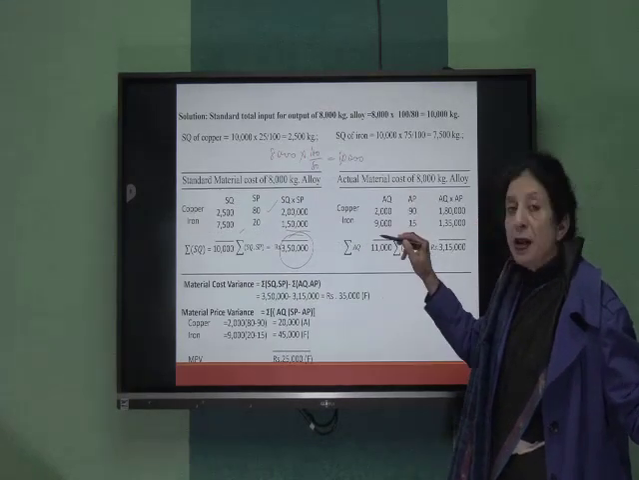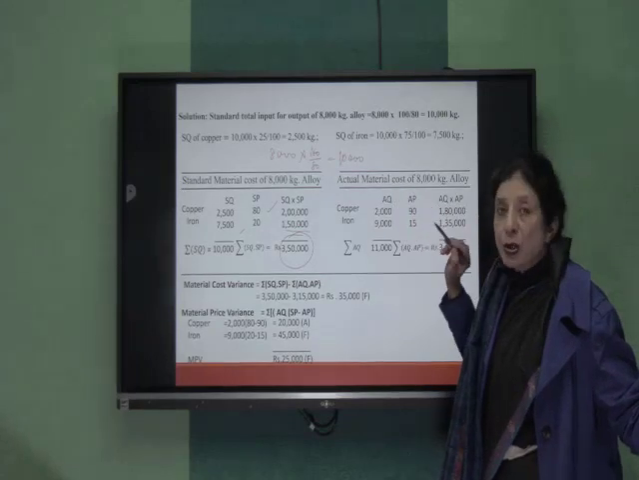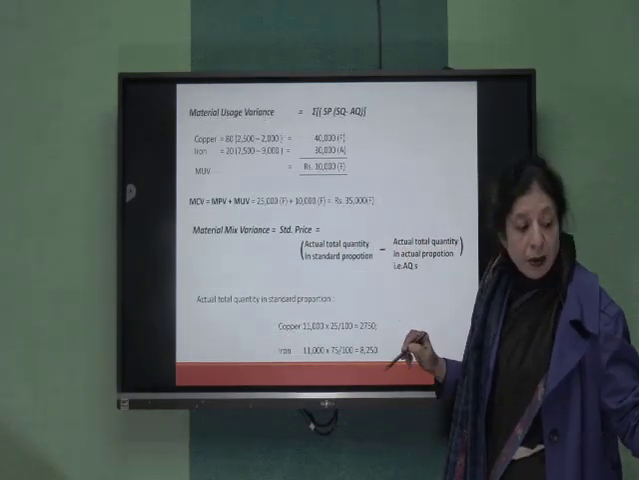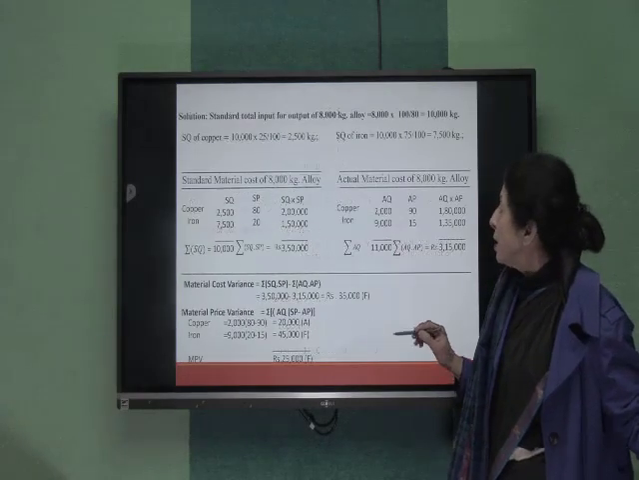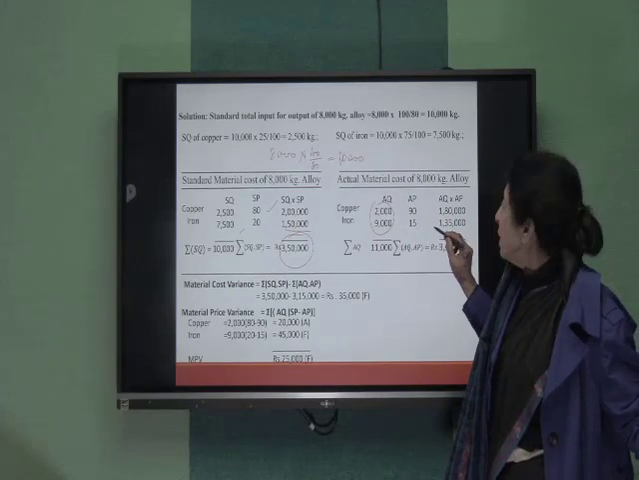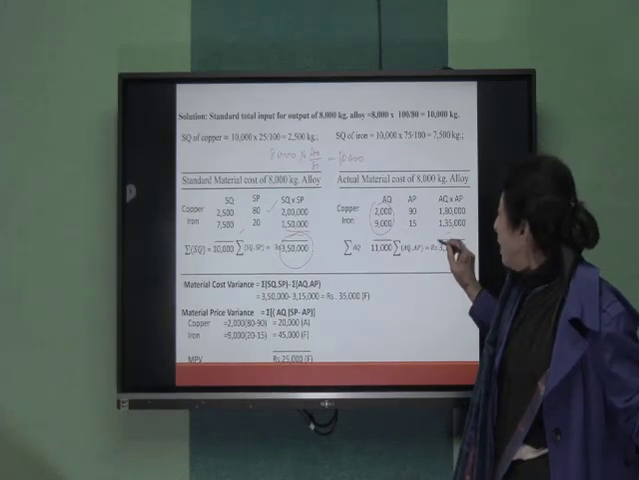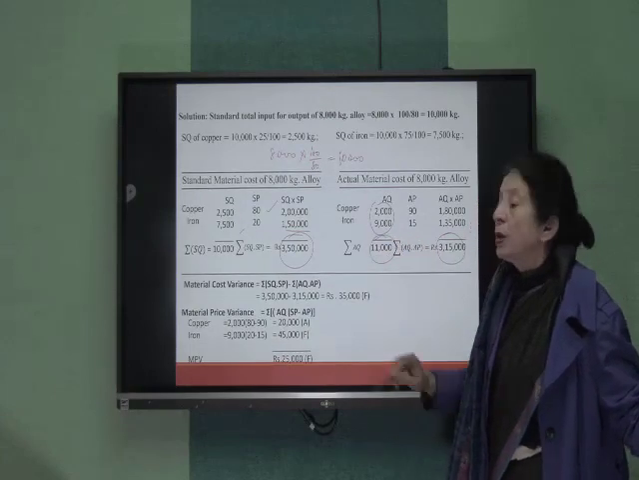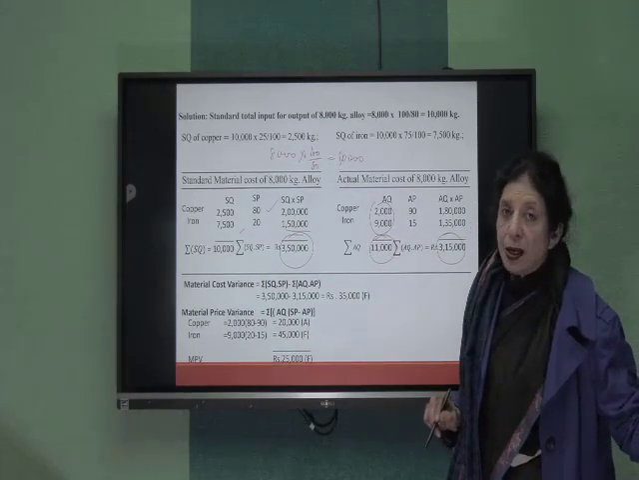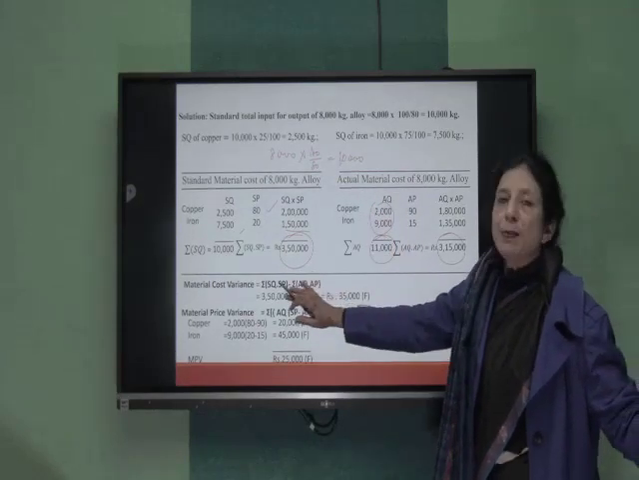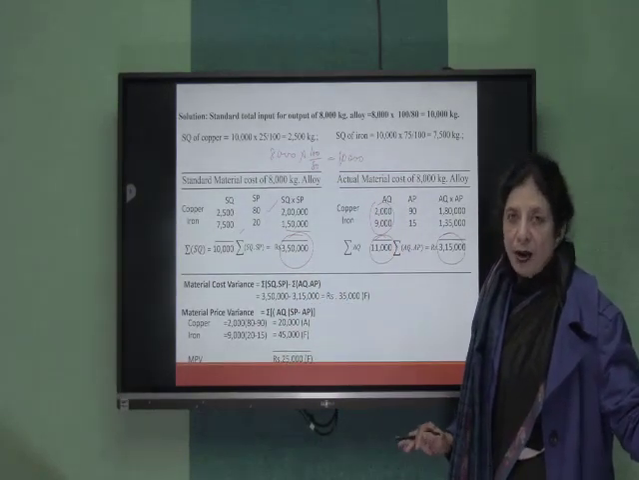Here, similarly, I've calculated the actual material cost. This has been given to me. The actual price is given to me, I just multiplied it. That becomes the actual cost. That becomes the actual quantity, the total actual quantity. Now with this table ready, I'll be calculating all those 5 variances.